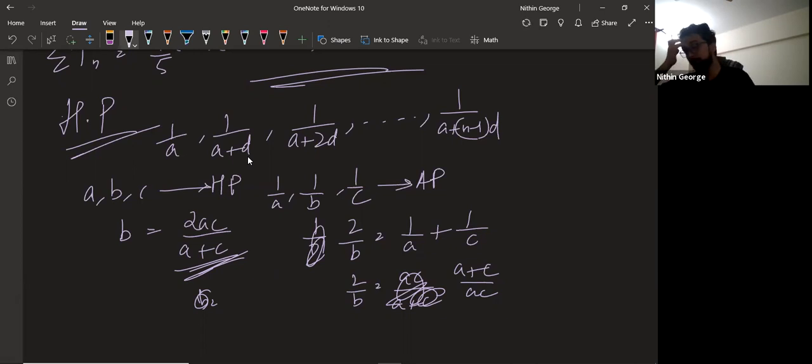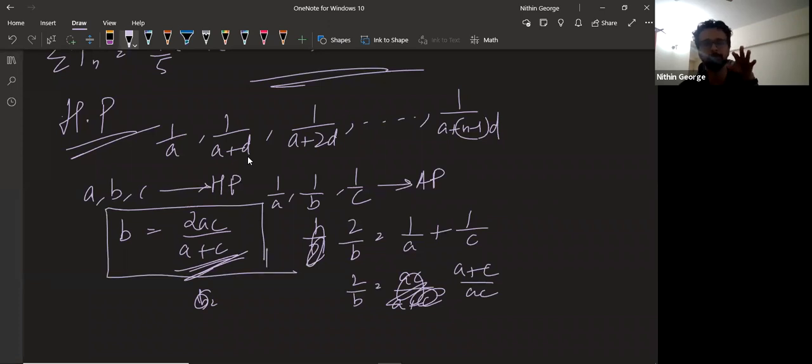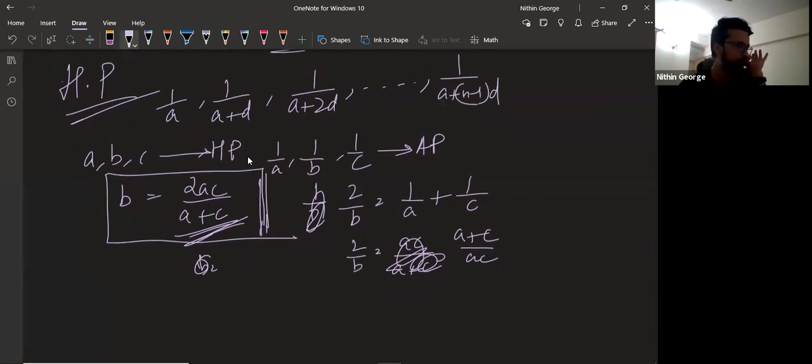Harmonic progression. Okay, I don't think you guys know this then. Harmonic progression is where the reciprocal is an AP. So just remember this for harmonic progression. You'll be using it enough times to remember it. You must have used it enough times by now. B is equal to 2AC by A plus C. This is for harmonic progression.